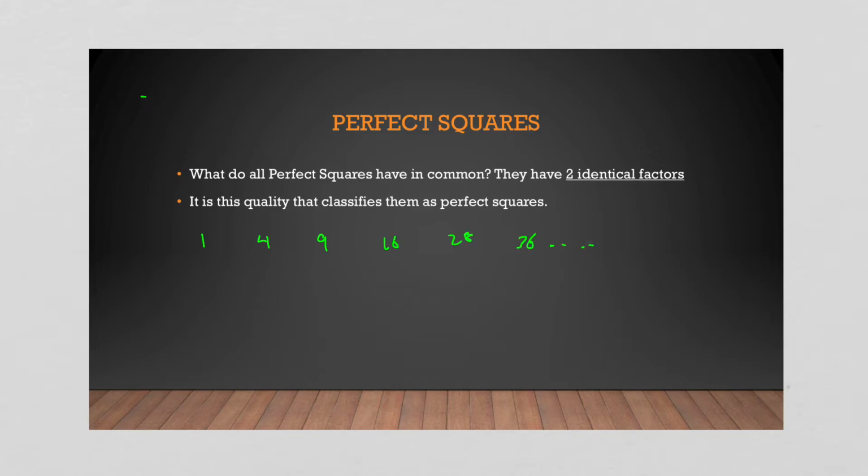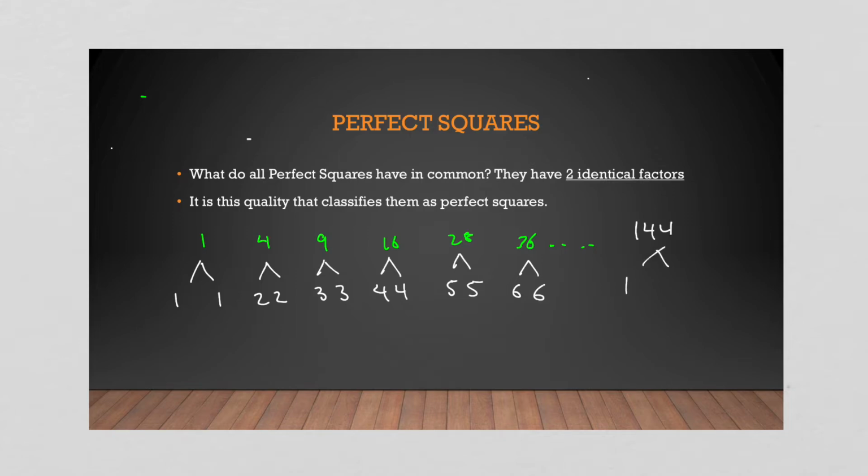what makes these perfect squares? Well, they all have two identical roots. So that is the definition of a perfect square. It is a number with two identical factors. You need two identical factors. Those two factors give you the root of that number.